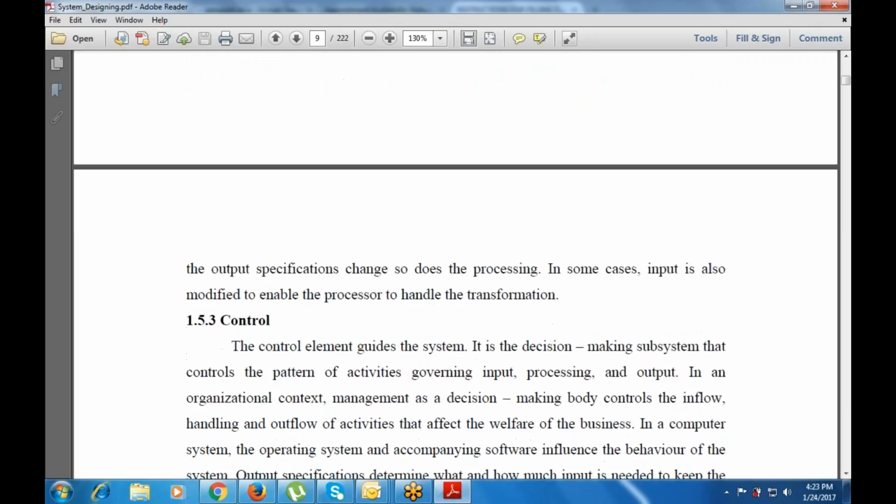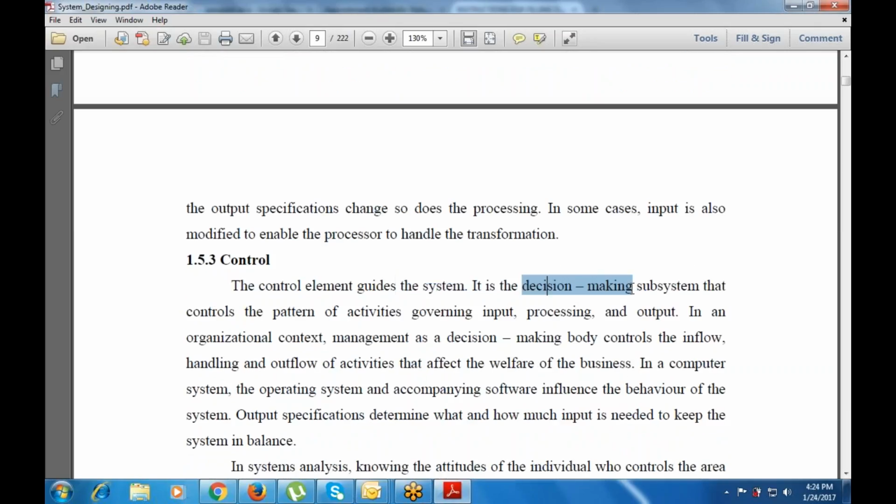The next part is control. That element guides the system, and it is a decision-making subsystem that enables the users to put out the control. That means there is a control on the input, control on the processing, control on the output.